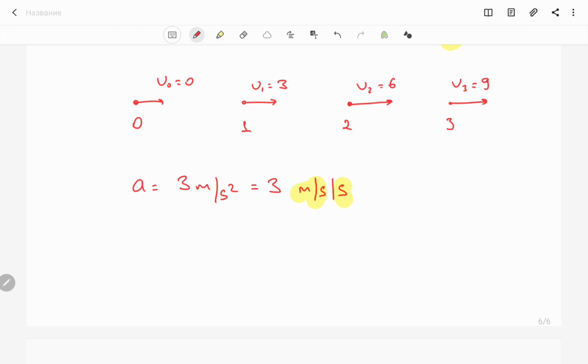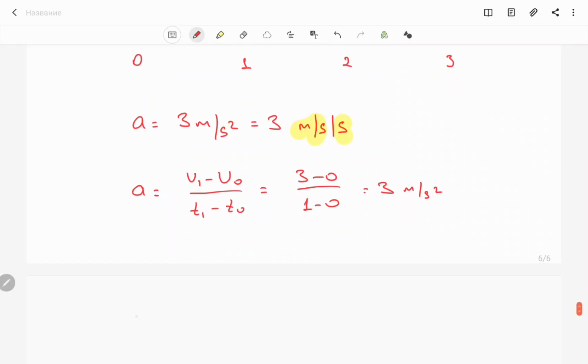So we can conclude from this example that acceleration is V1 minus V0 divided by T1 minus T0. What is V1? This is the velocity at 1 second. V0 is the velocity at 0 seconds, at the beginning. T1 is the time at 1 second. T0 is the time at 0 seconds. So basically we have this kind of equation and it will give you 3 meters per second squared.